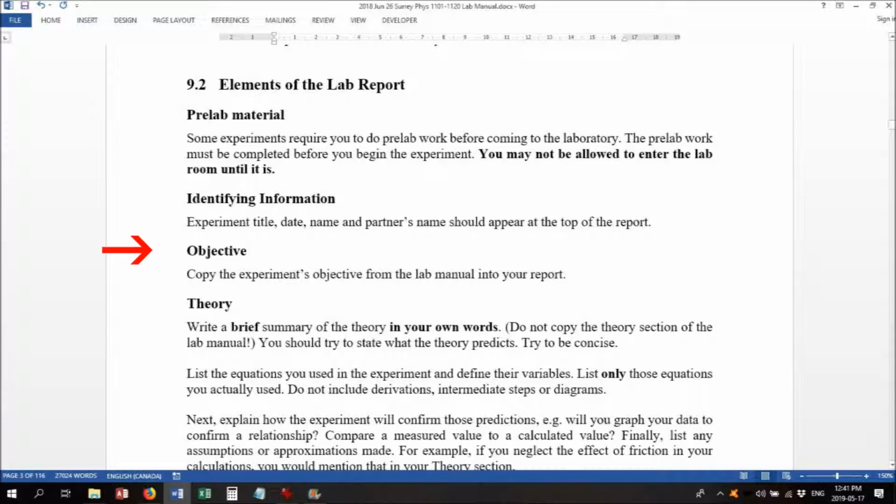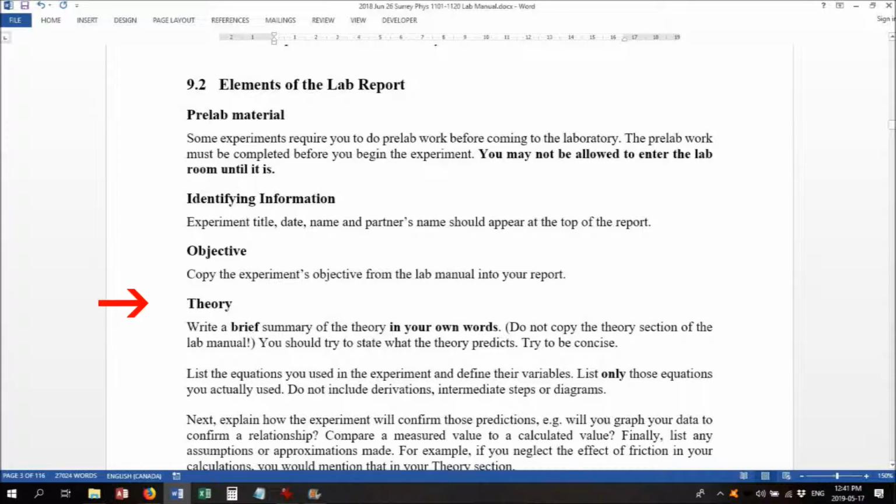However, some experiments don't have an objective, in which case you would need to read through the experiment and then try and summarize what you're trying to accomplish in that experiment in a few sentences. For example, the acceleration on an incline experiment does not have an objective in the lab manual. So an objective that you might consider writing would be, we're going to measure the acceleration of a glider on an inclined air track in 3 different ways and then compare the values to each other. And that's all you need, just a few sentences saying what you're trying to accomplish.